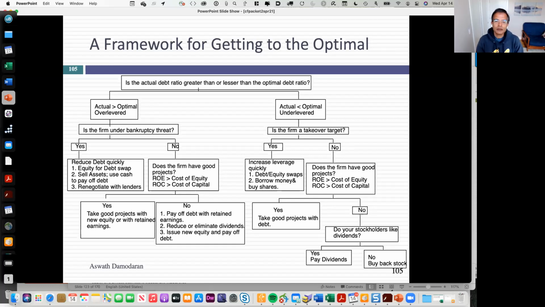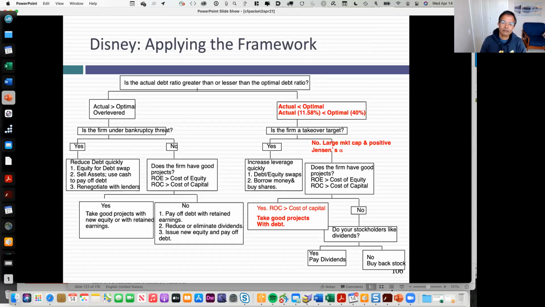So let me try this on Disney. Remember, I came up with an optimal of 40%. Its actual debt ratio is about 12%. Clearly, it's underlevered. Is it under threat of bankruptcy? Well, by the time I was looking at this in 2013, it was a $130 billion company, pretty big company. It didn't have a lot of insider holding, so that was a strike against it. But remember, the Jensen's alpha I computed for Disney was 9.02%, like, way back.